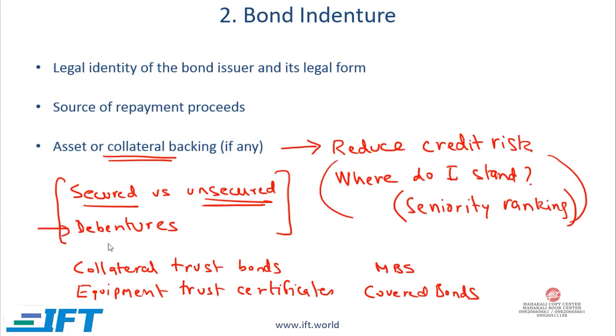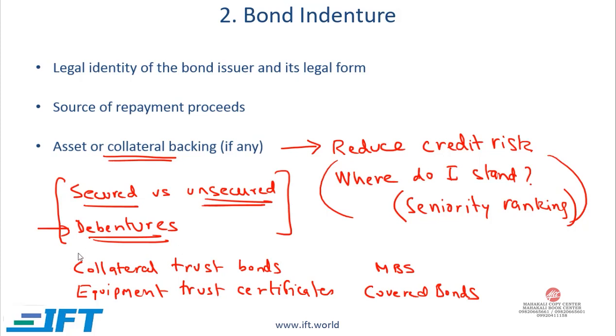Another important term is debentures. In most countries, debentures refers to unsecured loans. However, in some countries, debentures actually have collateral backing. So the bond indenture will clearly indicate what type of collateral is contained underneath the loan.